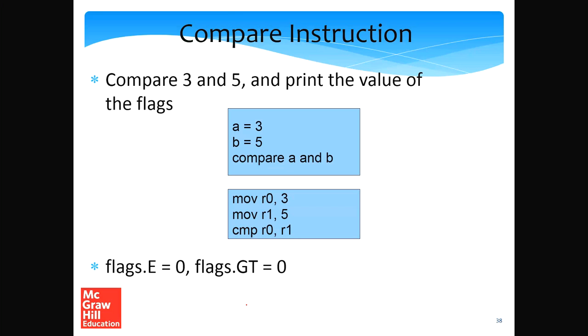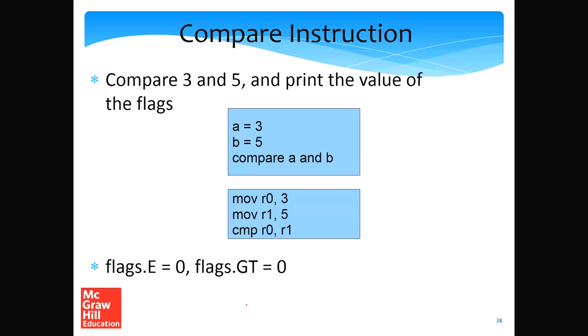Now let's take a look at the compare instruction. The compare instruction is different. It's a different concept. It's not there in high level languages. So let's say we want to compare 3 and 5, and then we want to print the value of the flags, not in assembly but at least as a part of the answer. So it should actually be write the value of the flags.